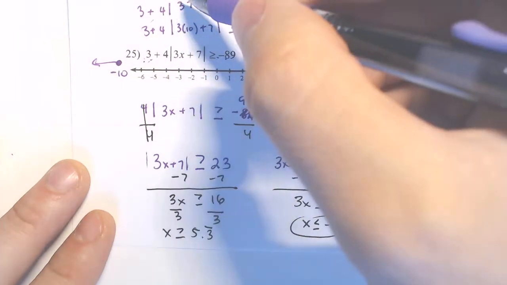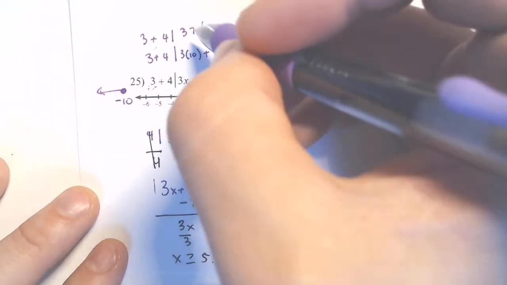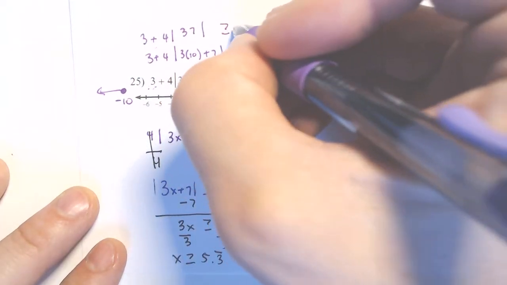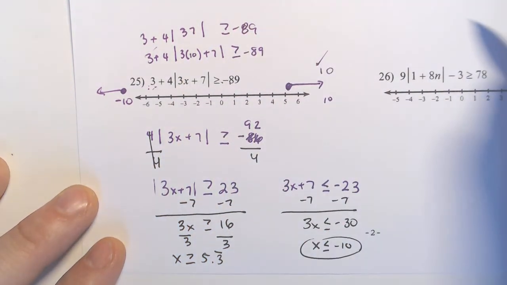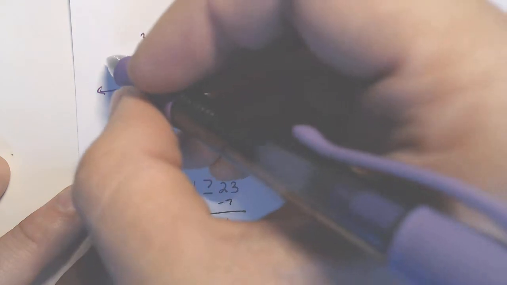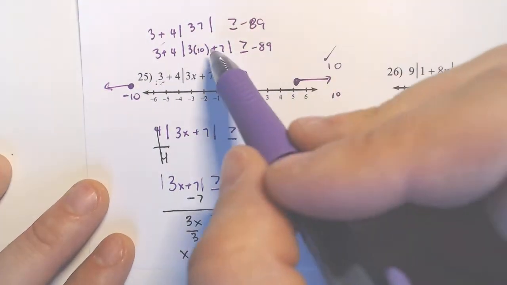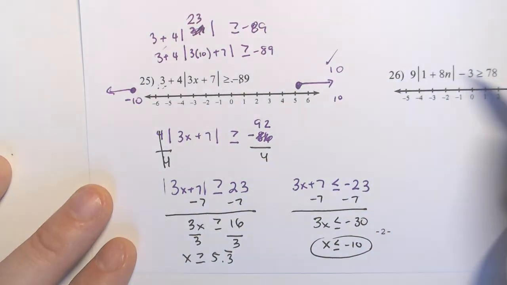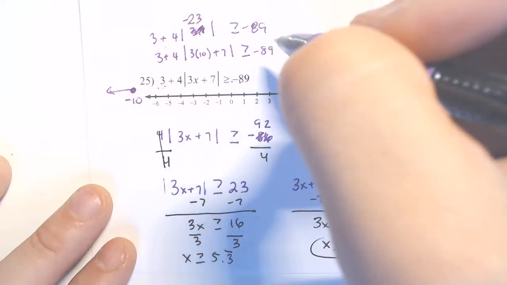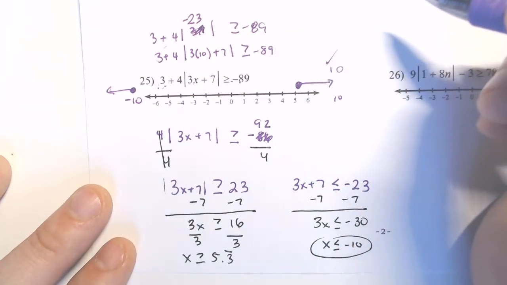3 plus 4, 37. 4 times 37 is like 120 something. 120 something plus 3 is definitely greater than or equal to negative 89. So that zone works out. And if we plugged in negative 10, it would almost be the same exact scenario. What would change if we plugged in negative 10? Well, instead of it being 37 here, I think it'd be negative 23, and negative 23, even with absolute value, would still all work out.